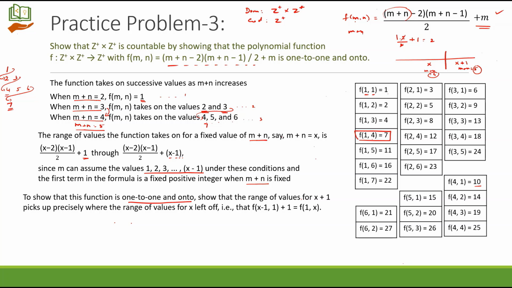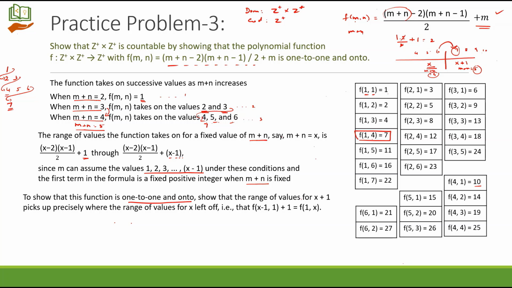So what are the values for 4 here? We had 4, 5, 6. Now what are the values for m plus n is equal to 5? We had 7, 8, 9, 10. Where did we pick up this value? We picked up from where x left off. x left off at 6 and we picked up the next value. This is what we have to show.